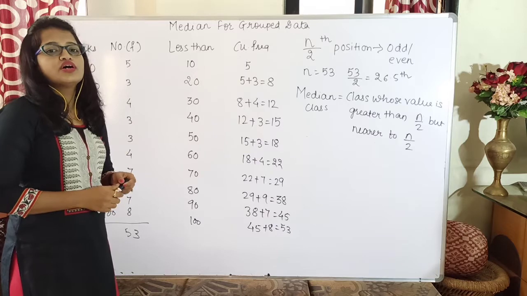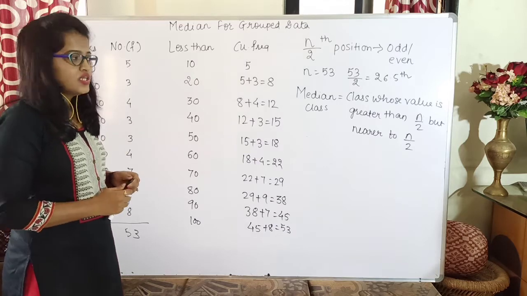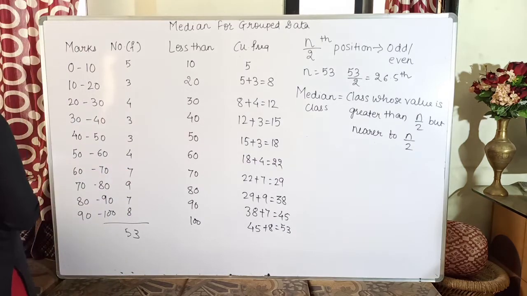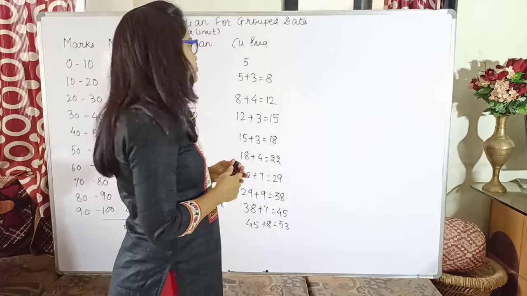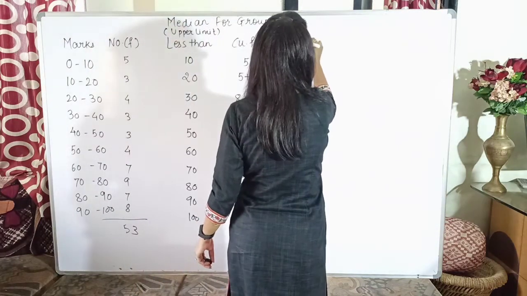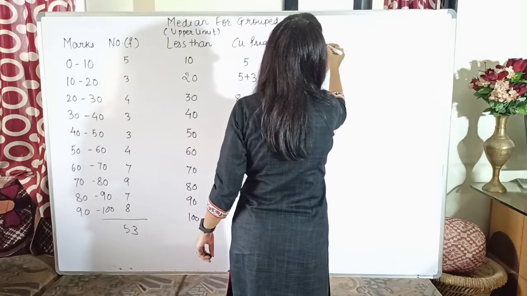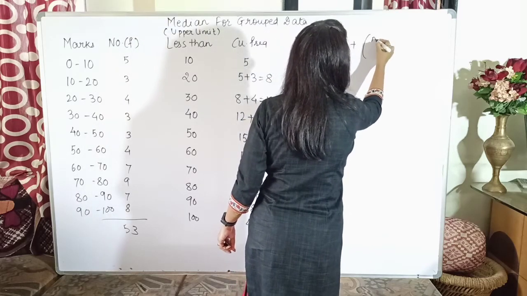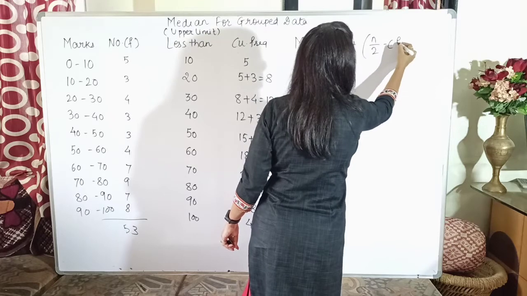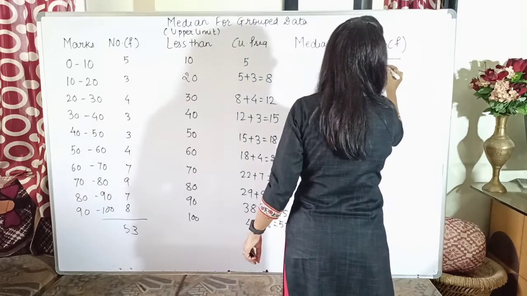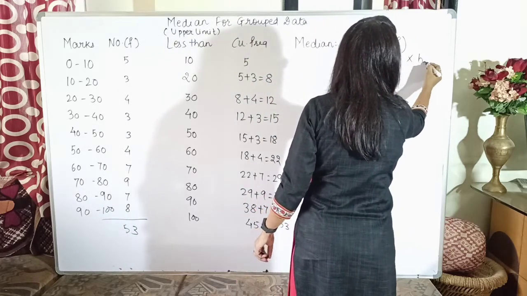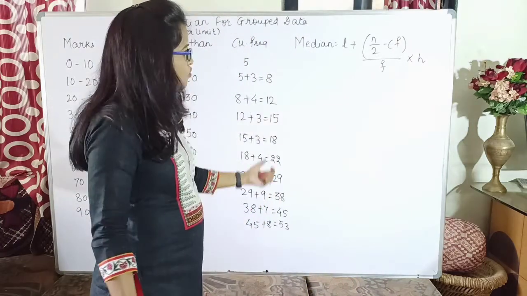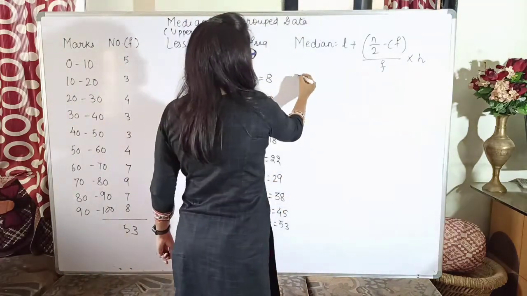For that you have a formula. The formula for finding the median of grouped data is given by: median is equal to L plus (n by 2 minus CF) divided by f, into h. Okay, so now what are these variables?